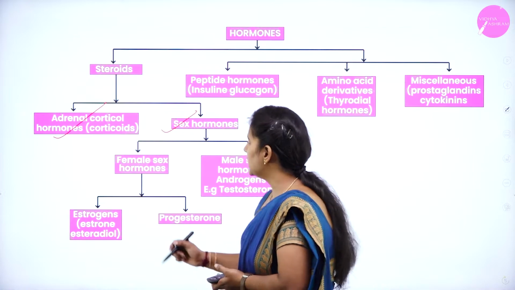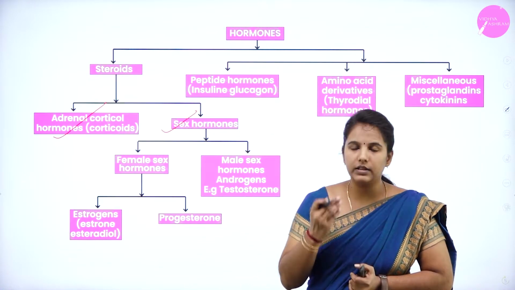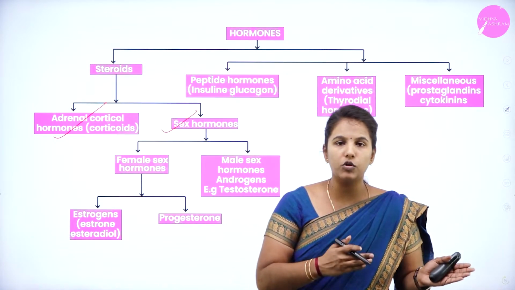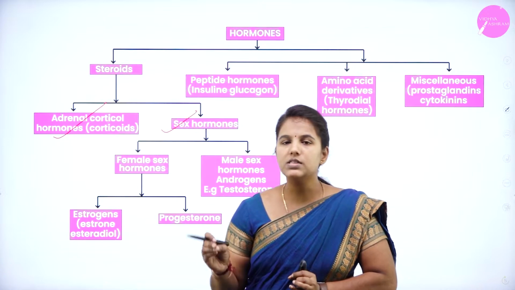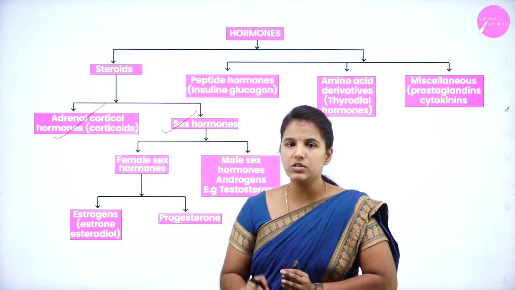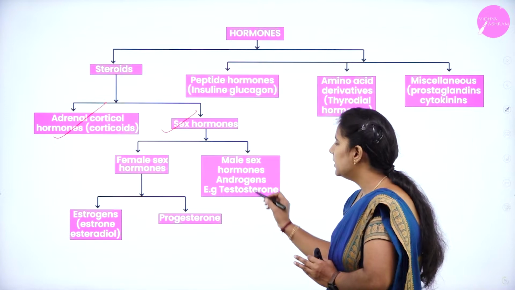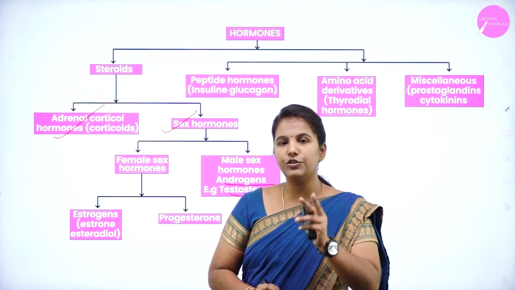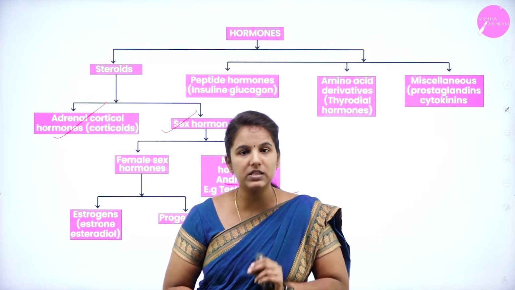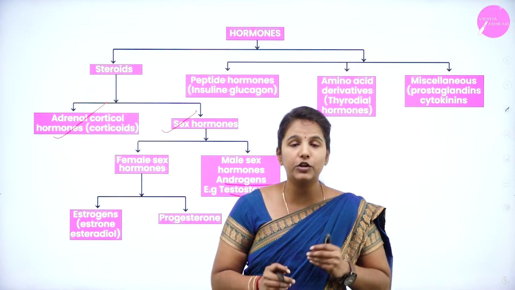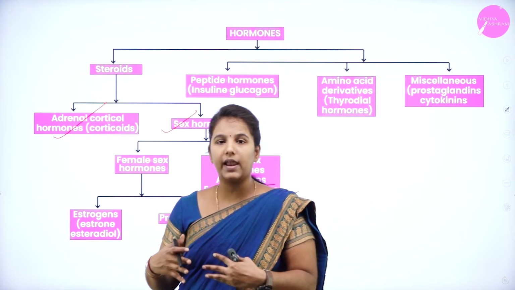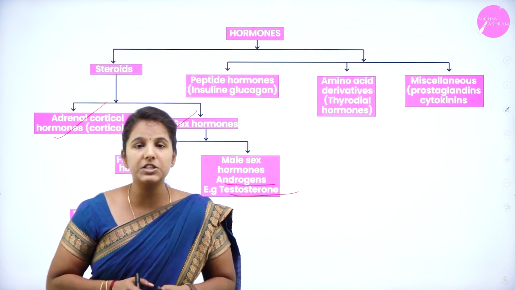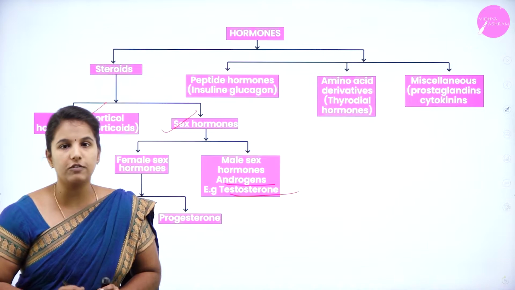Next comes the sex hormones. In that there are two types: male sex hormones and female sex hormones. What are male hormones? Male hormones are also of two types, androgen and testosterone. Androgen and testosterone are the two different types of hormone present in the male sex organs, and they are responsible for the development of the secondary sexual characteristics as well as for the preparation of the sperm for the fertilization of the egg.